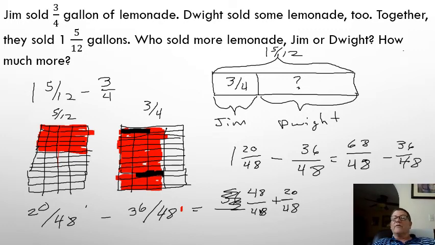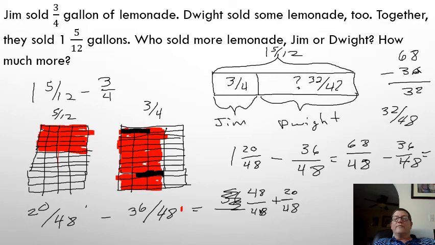Now let's come up here, 68 minus 36. We can see we have 32. So our answer would end up being 32/48. And we're not going to reduce that one. We just know that that's 32/48. So Dwight sold 32/48. Now, they wanted to know who sold more lemonade, Jim or Dwight.